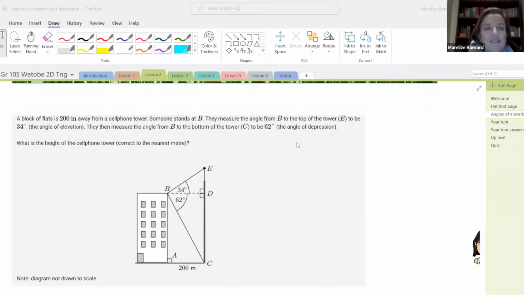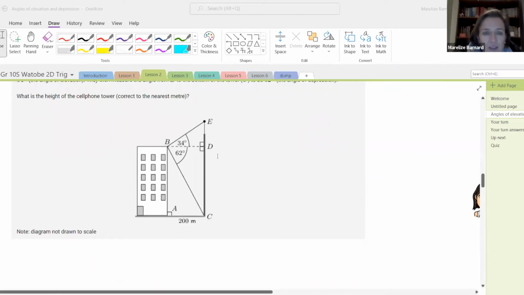So a block of flats is 200 meters away from a cell phone tower. Someone stands at B. Yes, Sinako, 3 is right. Someone stands at B. They measure the angle from B to the top of the tower to be 34 degrees, the angle of elevation. Then they measure the angle from B to the bottom of the tower C to be 62. What is the height of the cell phone tower correct to the nearest meter?